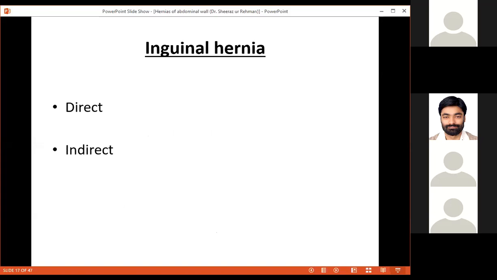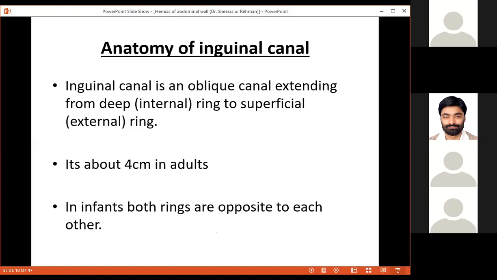The commonest hernia you would encounter in your clinical practice is the inguinal hernia. They can be direct, they can be indirect. Just a recap of the inguinal canal, if you've gone through it in your earlier years of MBBS: it is basically an oblique canal. It extends from the deep ring and exits from the superficial ring. It is about 4 centimeters in adults and infants. In infants, both rings are more or less aligned in the same direction.